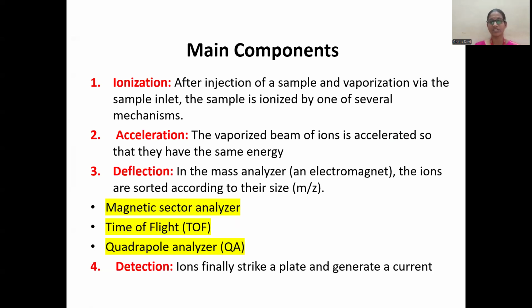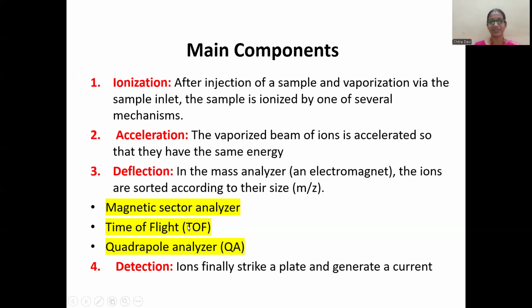After injection of the sample, the vapors are converted into ionized particles in the ionization chamber. Next is acceleration: all the ions that are produced are accelerated and have the same energy. This happens in the acceleration chamber. Third is deflection, where, according to the mass to charge ratio, the accelerated ions reach the detector.